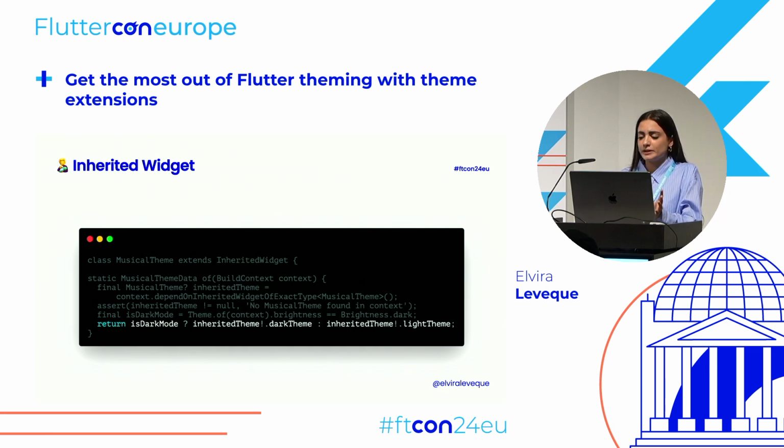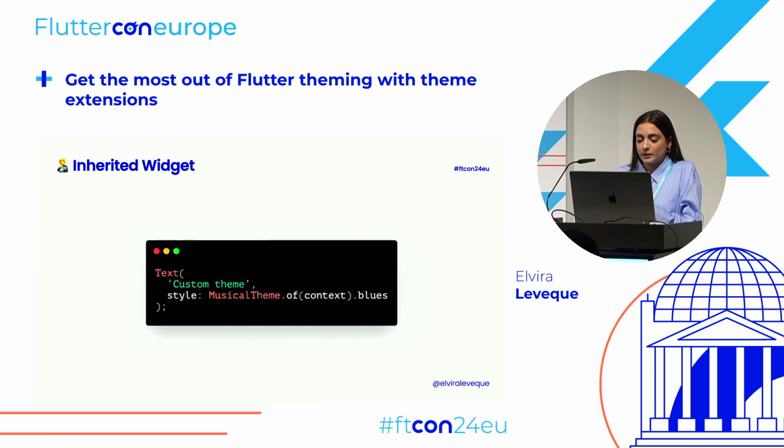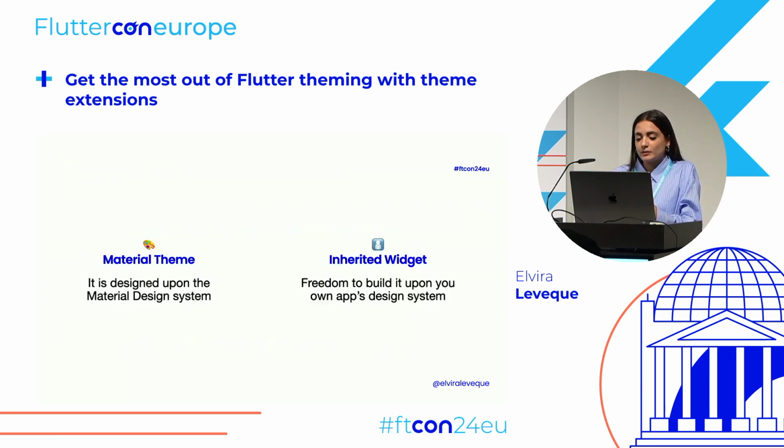We are almost done. We only need to provide the theme to our app, and to do that, you can wrap your app with the theme. And so you can now finally use the custom theme that you just implemented. And what I like about this is that on the consumer side, it really looks like the material theme. So it is nice. And comparing the two approaches, we can see that the inherited widget approach has much more freedom. It is actually limitless, because you can really implement the theme for everything you want.